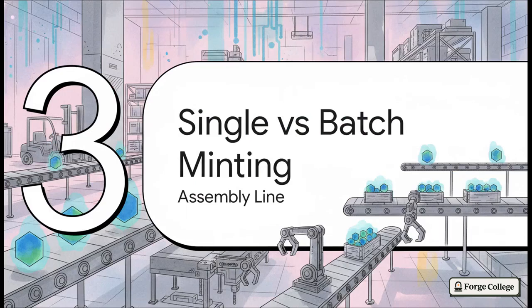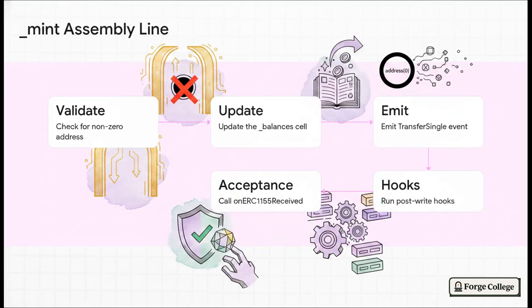Which brings us perfectly to Section 3, single versus batch minting. The absolutely crucial thing here is understanding the exact chronological steps of a single mint. It's basically an assembly line. Let's walk through it together. First step, we validate that we aren't sending items to a zero address. We definitely don't want to throw our newly manufactured products into a black hole. Second, we update that _balances cell we just talked about, which increases the user's inventory. Third, we emit a TransferSingle event from address 0.